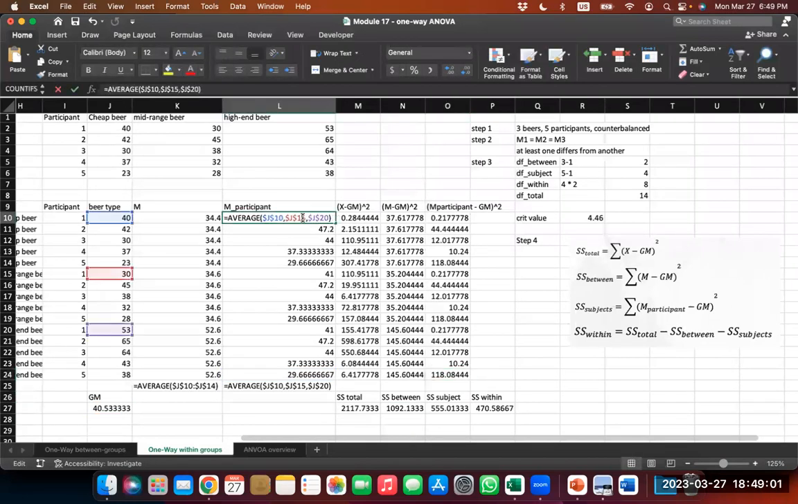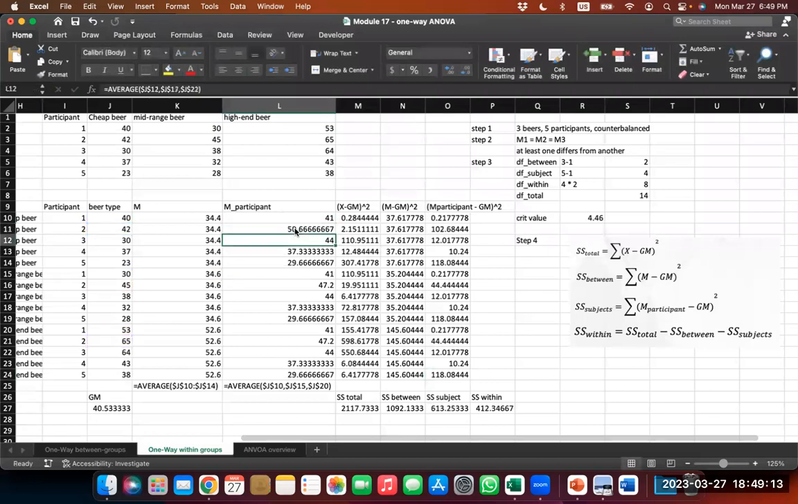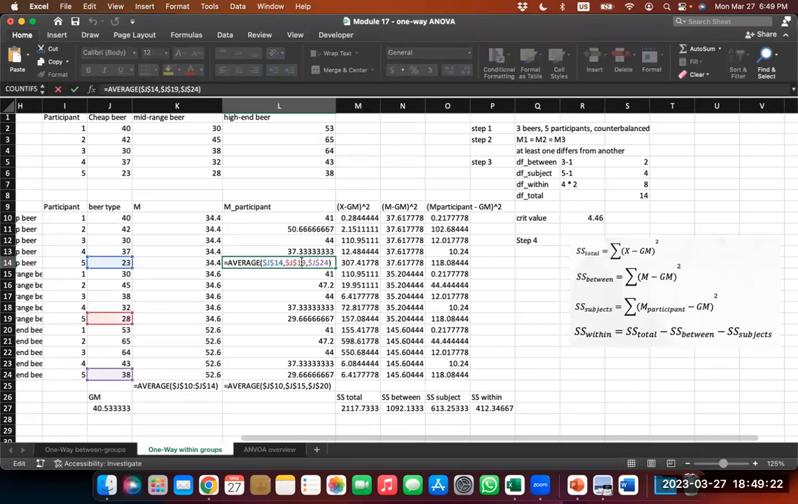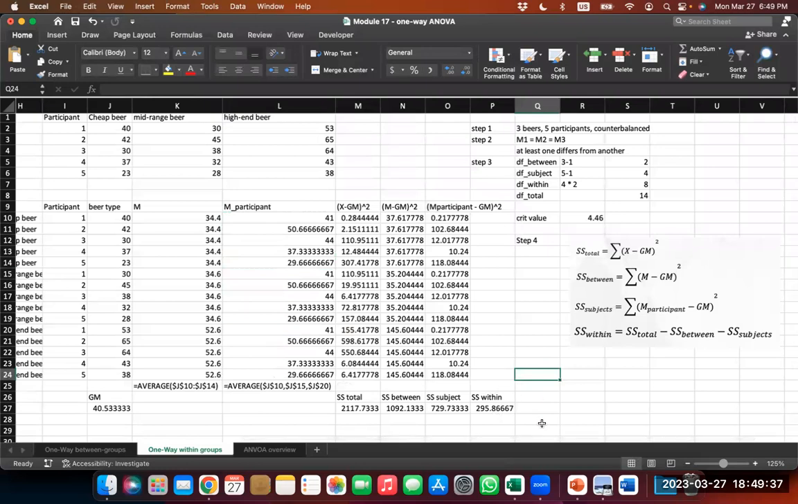What is off? Subject one. There's still a chain there. Okay, that's the right one. Okay, so as you can see, we have now the sum of squares total. That's quite substantial.